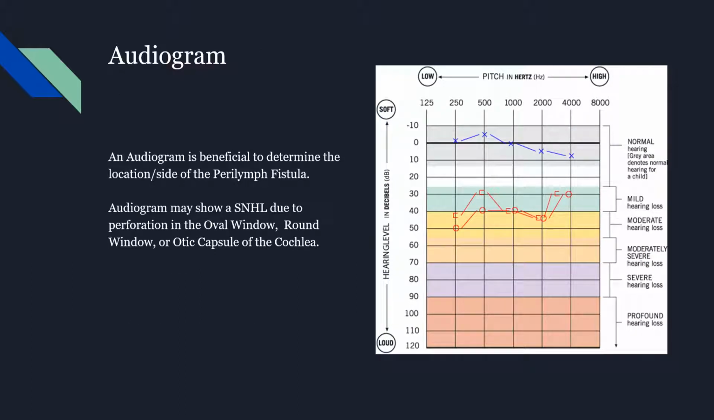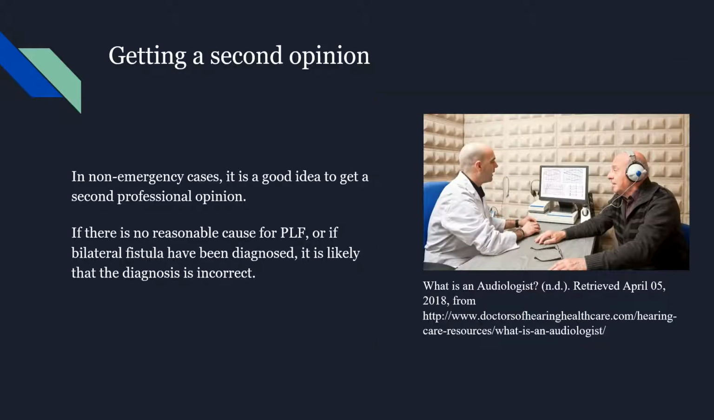One of audiology's favorite tools is the audiogram. An audiologist must analyze all of the history, test results, and persistence of symptoms to diagnose PLF. The results help them identify which ear and how severe the symptoms are. In non-emergency cases, it is good to get a second professional opinion. If there is no reasonable cause for PLF, or if bilateral fistulas have been diagnosed, it is likely that the diagnosis is incorrect.